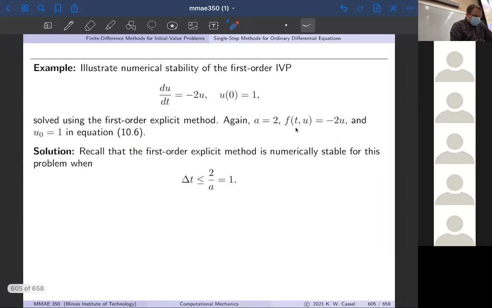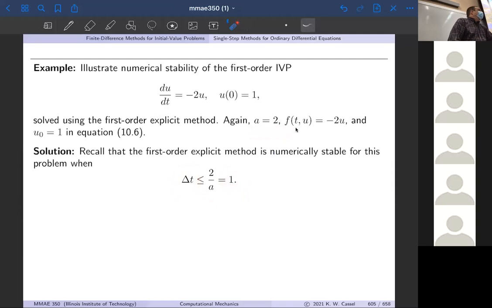All right, so let's look at our example, the same one we've been looking at already, with du dt is equal to minus 2u and u0 is equal to 1. Okay, so a is equal to 2, f of t,u is minus 2u, again, just like before, and u0 is equal to 1. So we've already looked at this. We have the algorithm. Now let's just run it for a delta t that doesn't satisfy this condition. So in our situation here, remember a is equal to 2, so 2 over 2, last time I checked, that's 1. So delta t has to be less than or equal to 1.